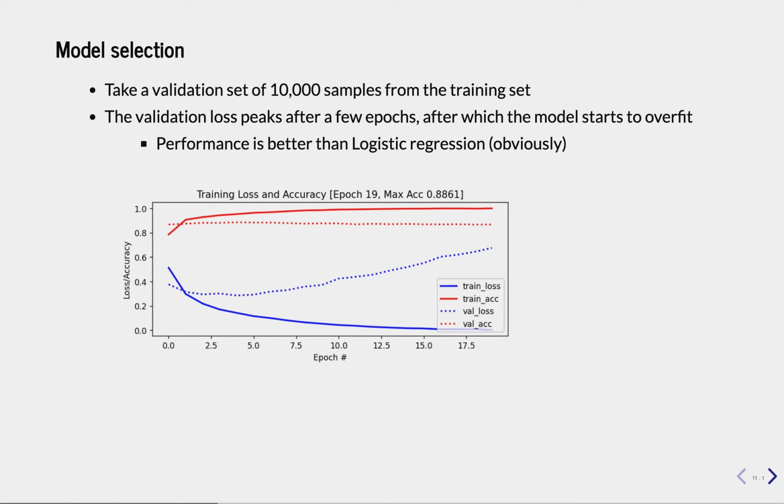So here we take a validation set of 10,000 samples and we train on the rest. And we see that, well, we get a validation accuracy of 88, which is slightly better than logistic regression. Right? Logistic regression had 85%, now we have almost 89%, so it's a few percentage points better. We do see that it is good until like epoch 4 or 5.